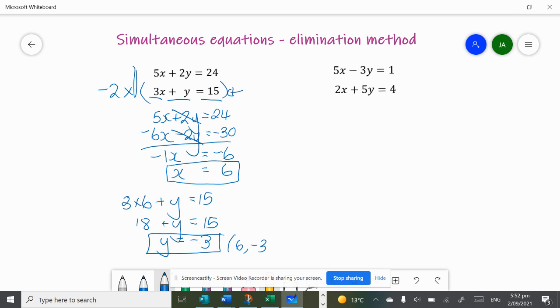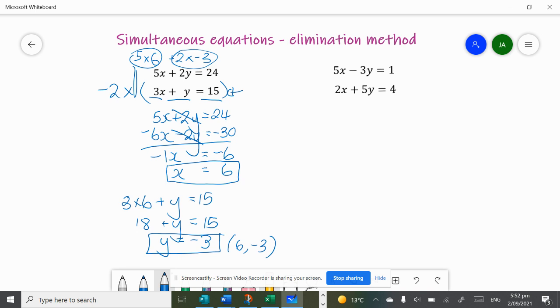We can write it as an ordered pair. You can substitute into the other equation to check. Let's try it. So we've got 5 times 6, which is the x, plus 2 times -3. 5 times 6 is 30. 2 times -3 is -6. 30 plus -6 is 24. So that works.